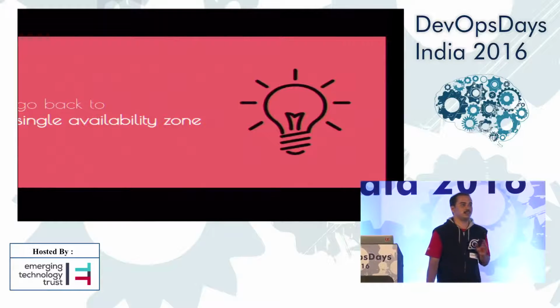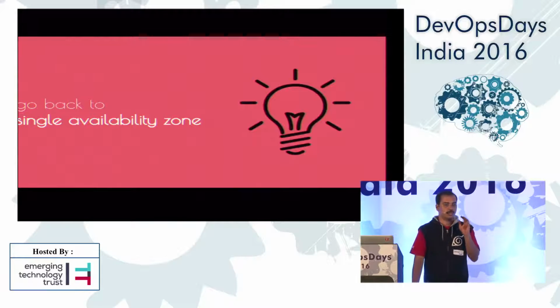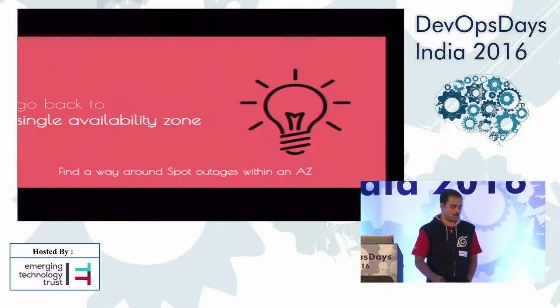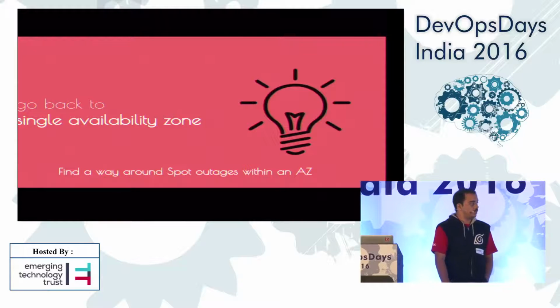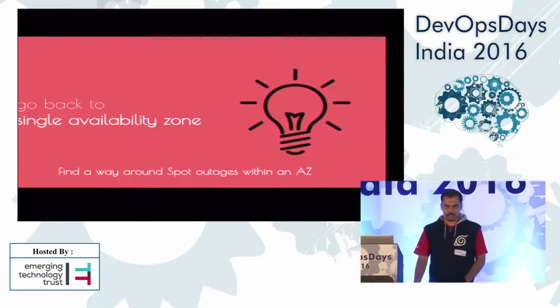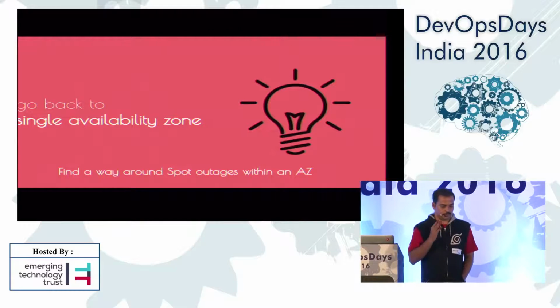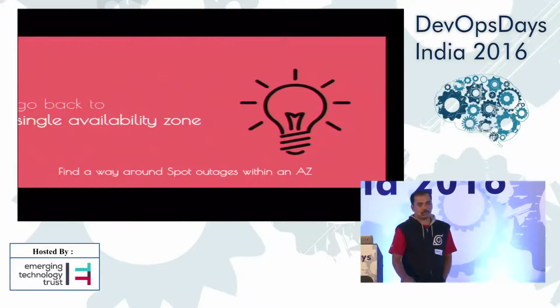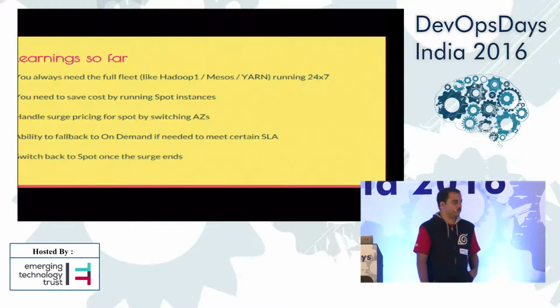There's nothing else you can do, because if you are going to move your bytes across the wire to a different data center, Amazon is going to charge you. You really can't do anything about it. But this time, we had to find a way around spot outages that happen within a single AZ. So at this point, literally we had only one option, that is to move across instance types if you want to stick with a single AZ. But we came up with something different, which we'll look into.